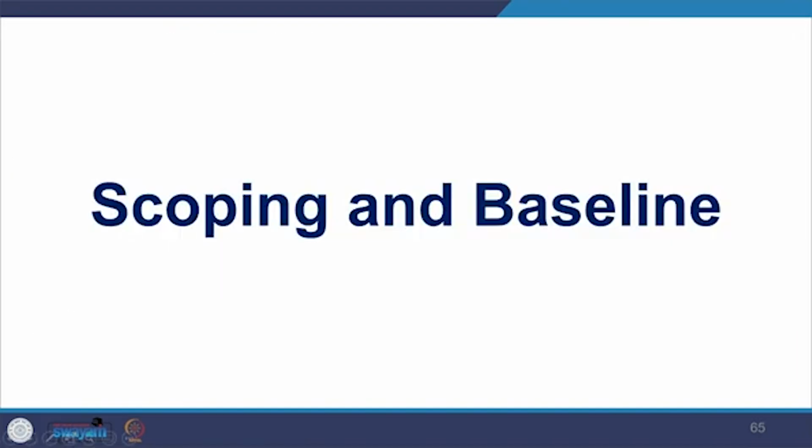So looking at scoping and baseline. This is as per the IFC document. You see scoping.